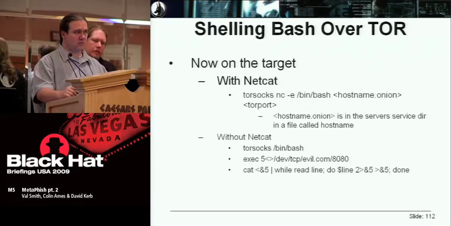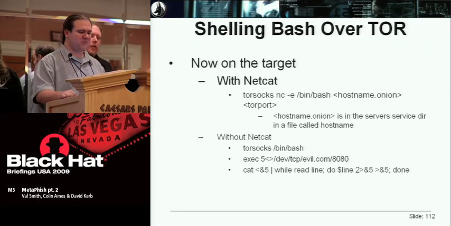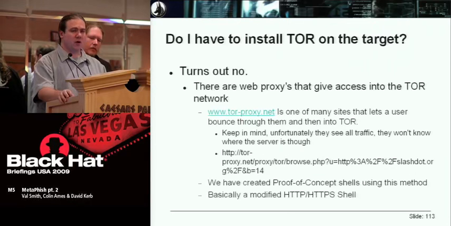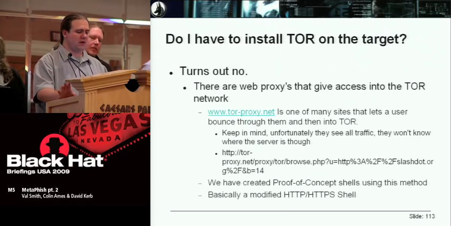On the attacker side, or client side, I guess, the person you're trying to shell, you can just run torsocks with a netcat or with a bash. You can do it with either one of these. That works, but that's a lot of work. You don't really want to put Tor on the end. So what we did is we went ahead and wrote a backdoor. Now this backdoor is a little bit interesting. So what I ended up doing is I bounced everything through this website called torproxy.net.